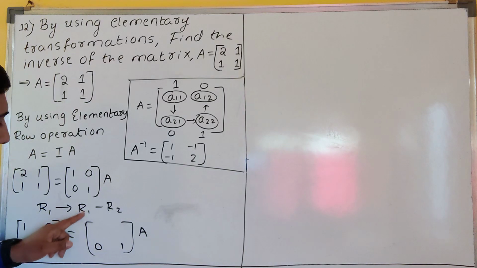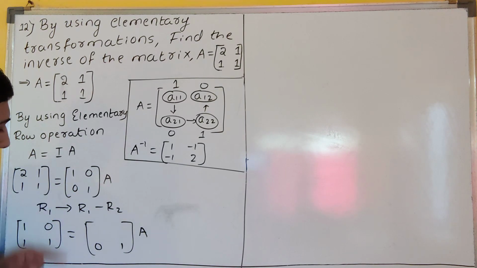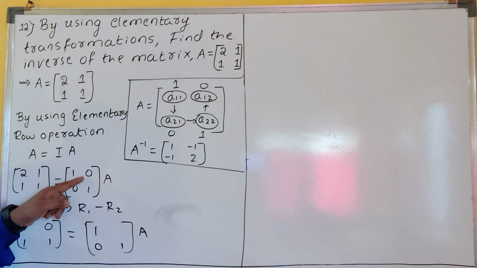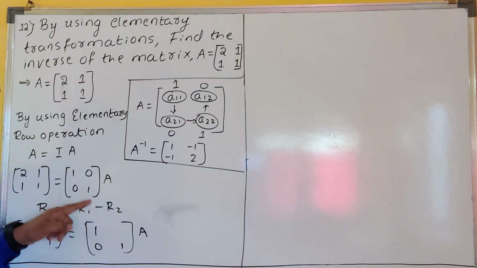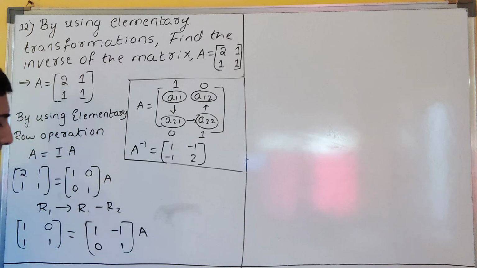So now see, R1 minus R2. R1 is how much? 1 minus 0. R2 is 0 or not? 1 minus 0 is 1. R1 is how much? 0. 0 minus 1. R2 is 1 or not? 0 minus 1 is how much? Minus 1, dear students. I got here 1.